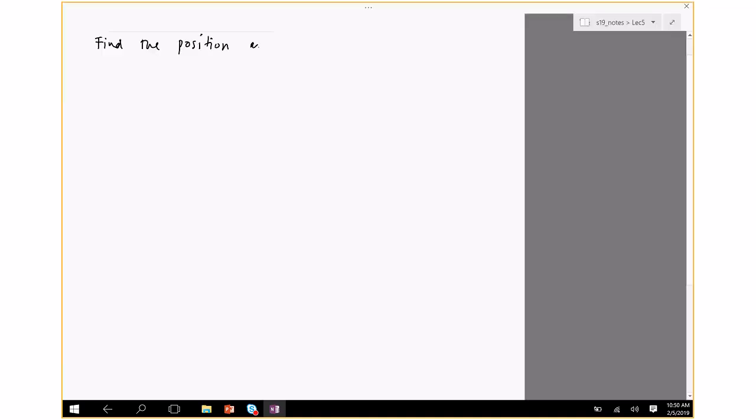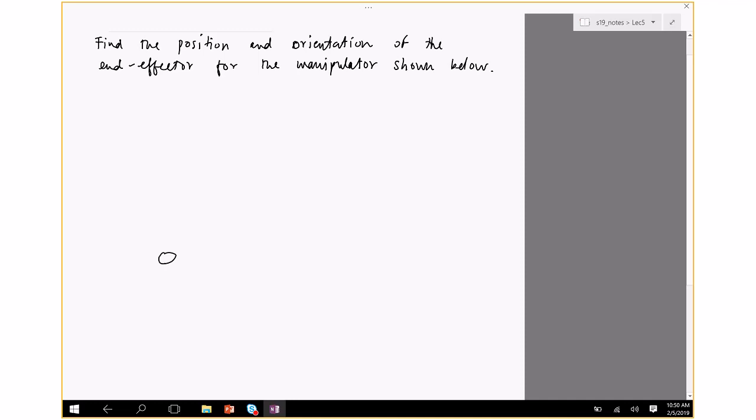Position and orientation of the end effector of the manipulator shown below. Okay, now I'm going to draw the manipulator in a very funny way, but that's the convention we're going to use. We're not going to show the link length, we're only going to show the joints, or the degrees of freedom. So here is my manipulator.